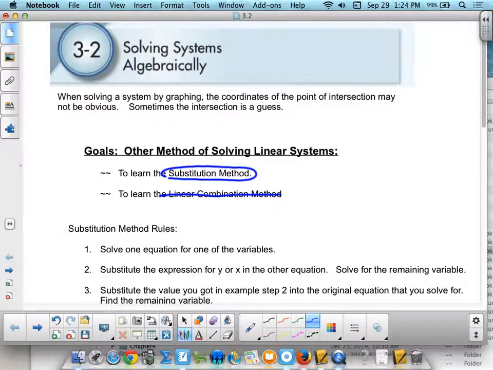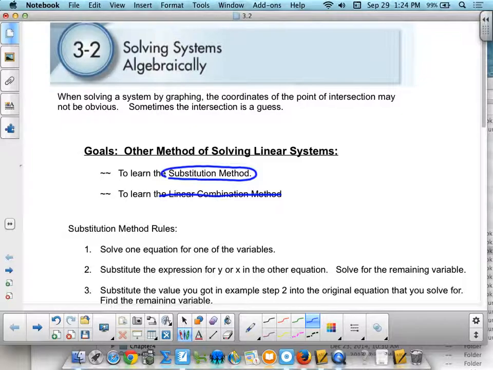Substitution method is another method to solve a linear system. Yesterday you did it with graphing. What's the answer? Where the two lines intersect, or parallel, they don't intersect, no solution, or they intersect everywhere, infinitely many. This method does the same thing, it gets you the answer, but more algebraically. You're using your pencil, you're working it out, and you punch out the answer.